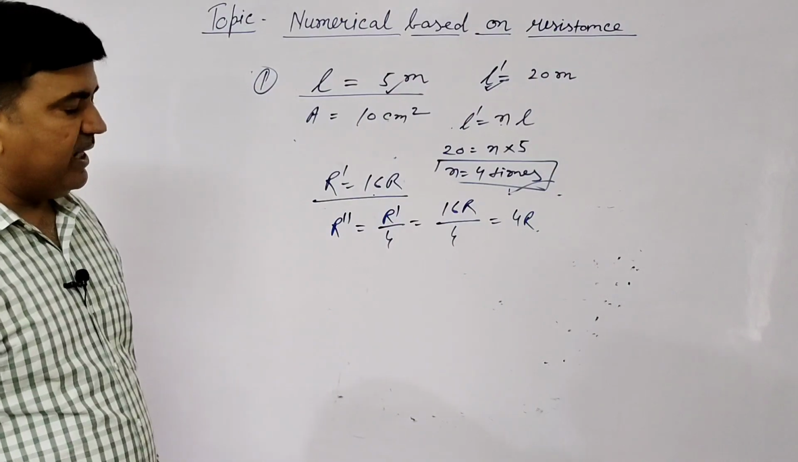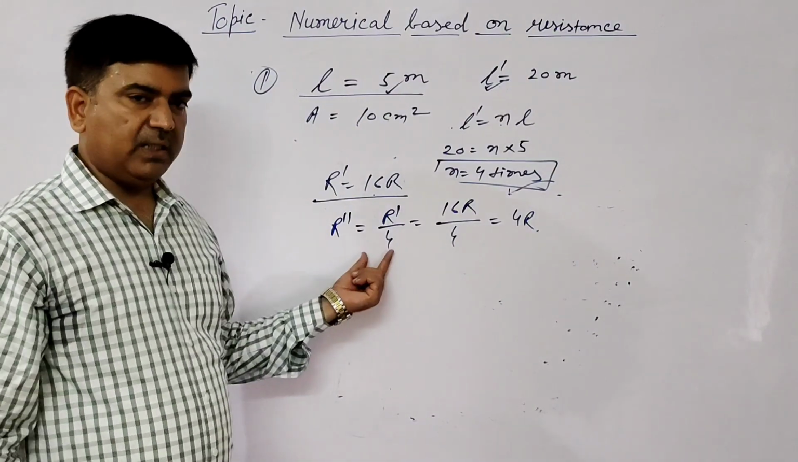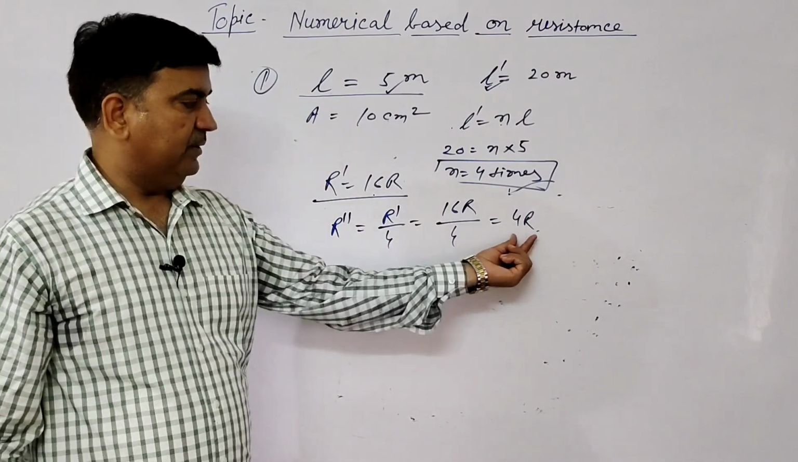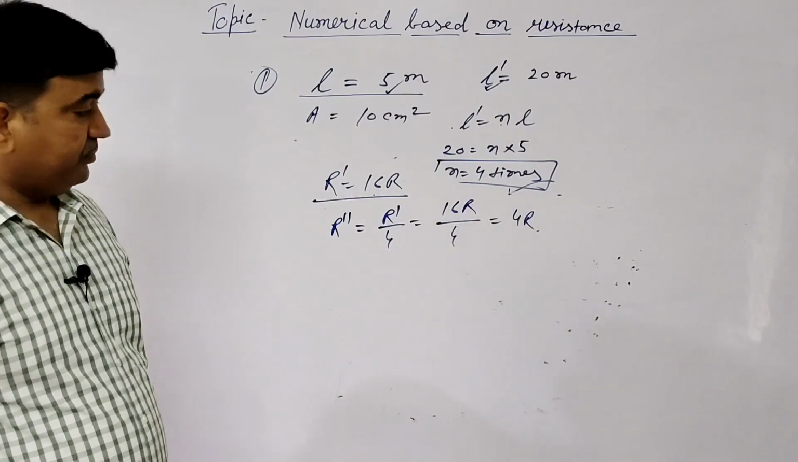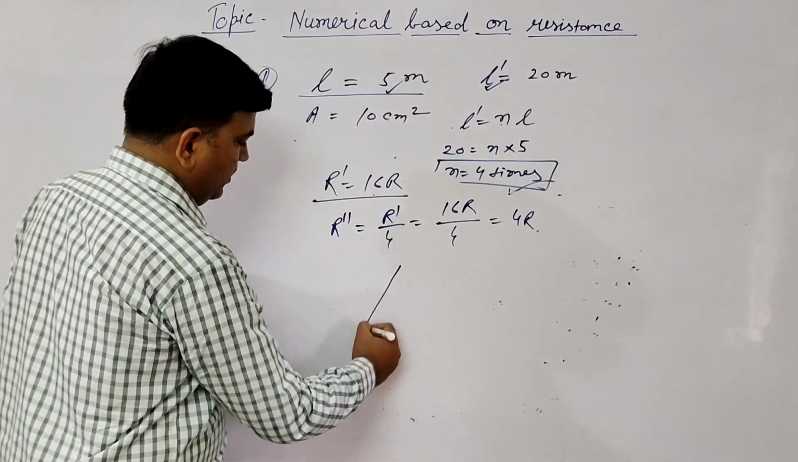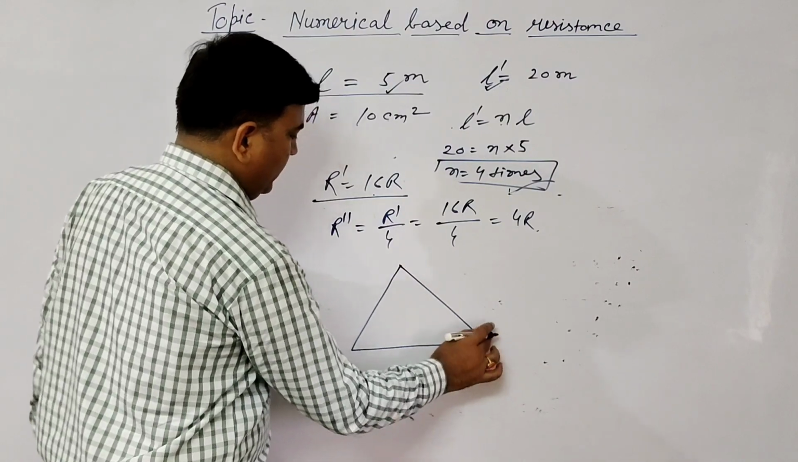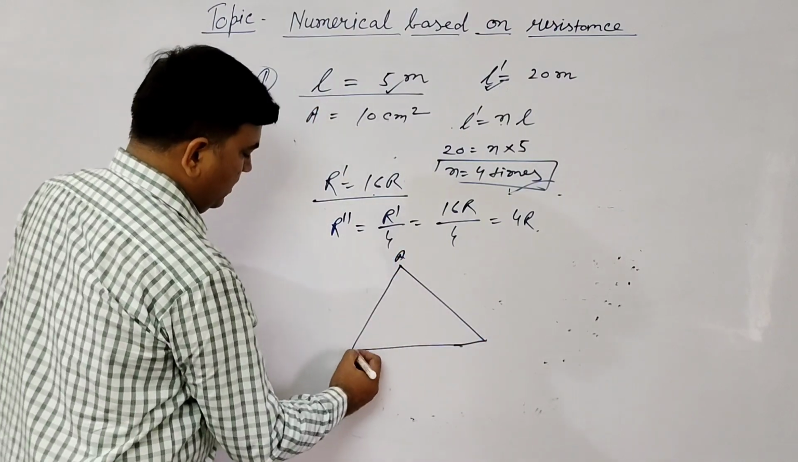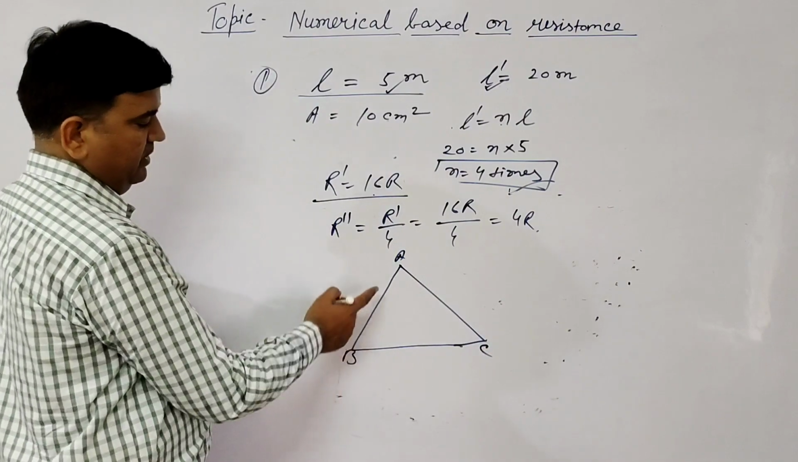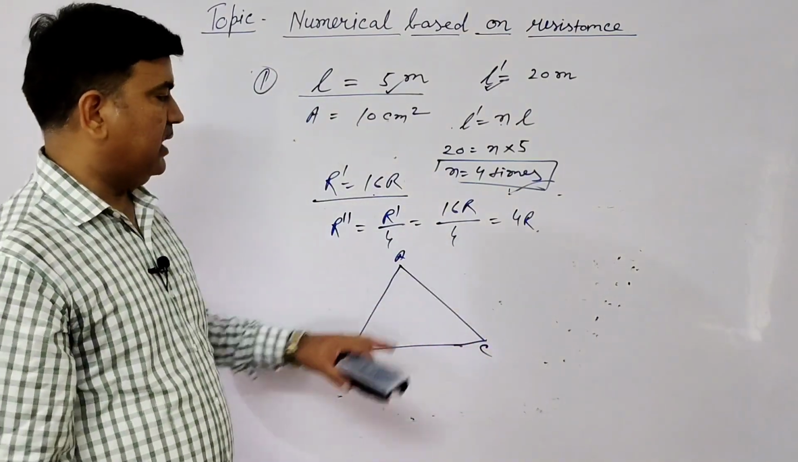So the resistance of each part is equal to 4R. When the wire is divided after stretching 4 times, it will be divided into 4 equal parts, and each part has a resistance of 4R. And if the 4 pieces are arranged in this way, one in the form of an equilateral triangle, now see how many sides are given here? 1, 2, 3, but we have 4 parts.